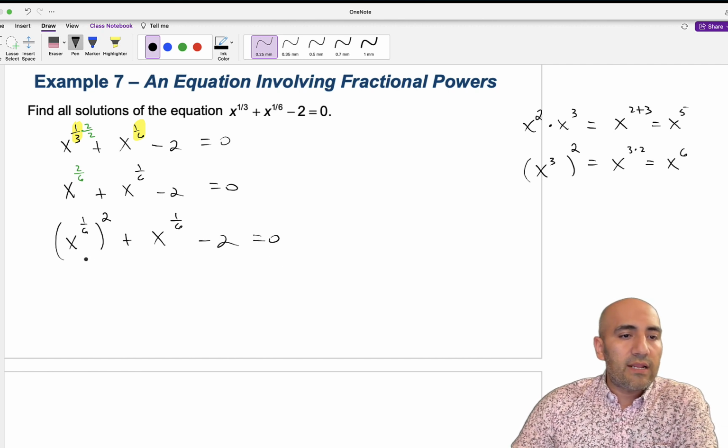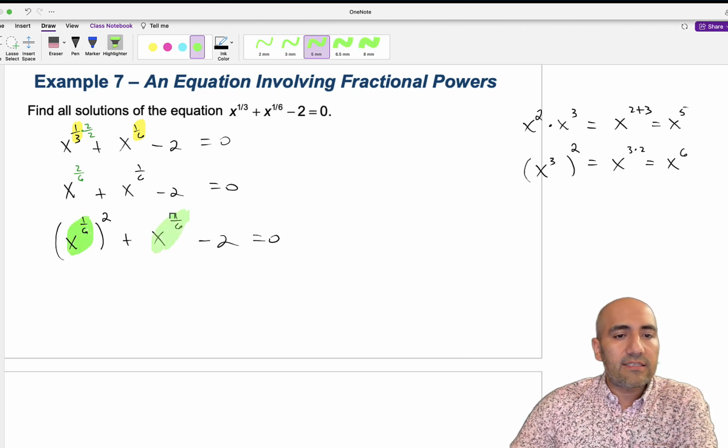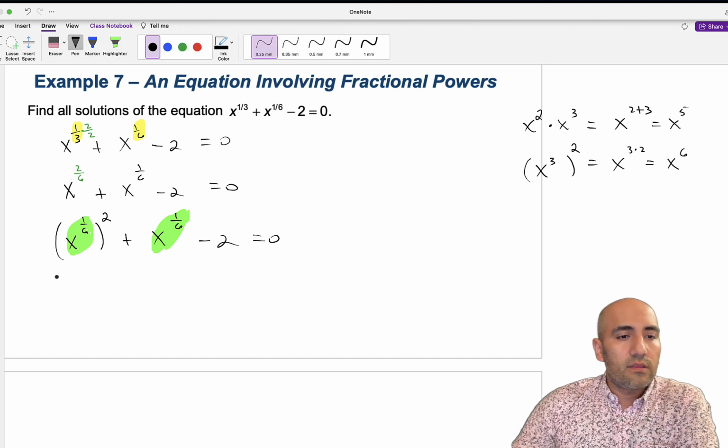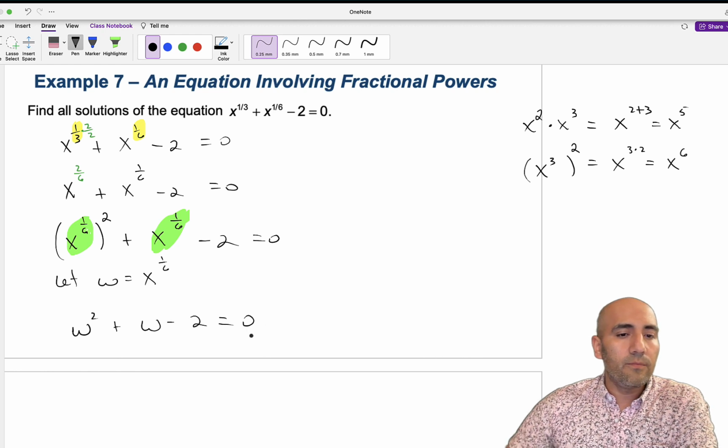Good. So now we're going to let w be this value, right? So now if I focus on this green guy and this guy, they're identical. So if I let them be w, I get w squared plus w minus 2. Right, so let's do a substitution. Let's let w equal x to the power of 1/6. So we end up with w squared plus w minus 2 equals 0.